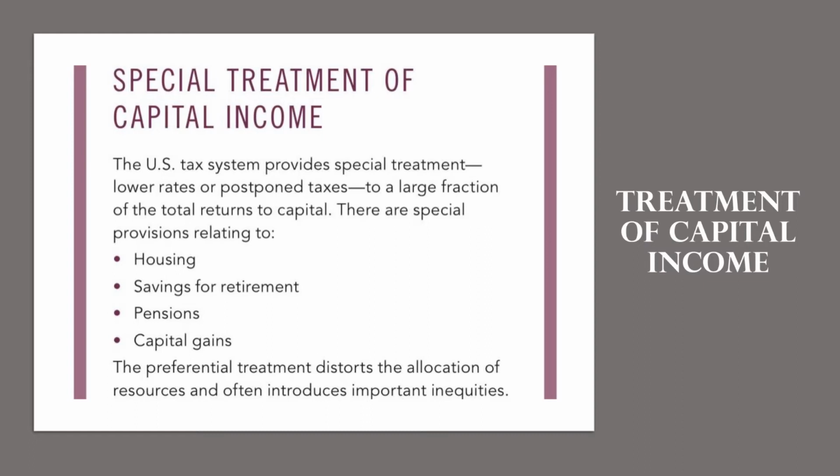There are special provisions, for example, relating to housing. Again, if you own a house, that will produce a benefit to the amount of taxable income that can be taxed. So owning a property reduces your tax liability. Saving for retirement, pension funds, and capital gains from stocks or other assets. So this preferential treatment distorts the allocation of resources in the economy and often introduces important inequities, which, when multiplied by millions, can produce some serious allocative distortions in the economy.